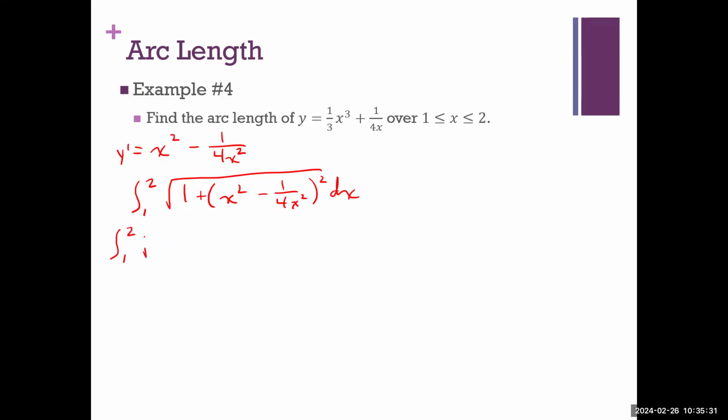What do I get if I expand this bracket in here? I should get x to the 4th. Minus a half: two times x squared times negative 1 over 4x squared. I think all the x's cancel. And the last thing I get is what? Plus 1 over 16x squared, squared. So 1 over 16x to the 4th.